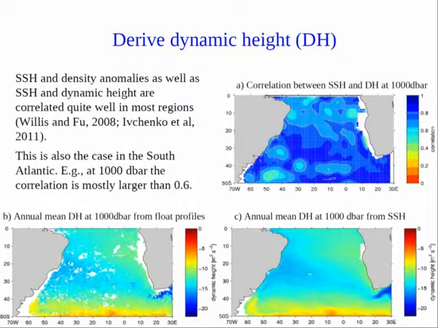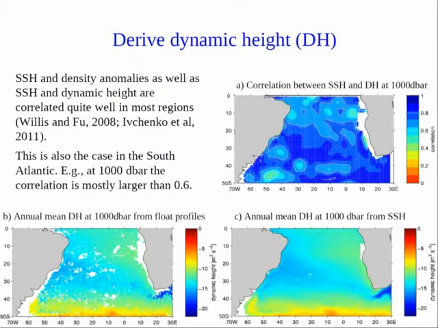And from the Argo floats, I derived the dynamic height for each profile. And then I correlate the sea surface height and the dynamic height at every depth. And that way I can get a synthetic dynamic height from the sea surface height.